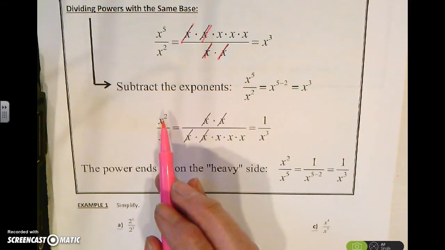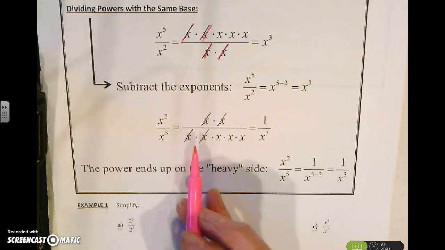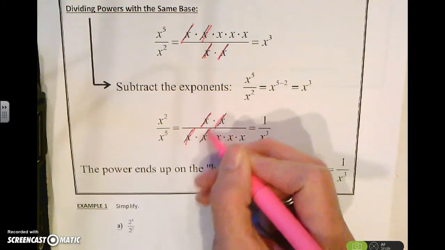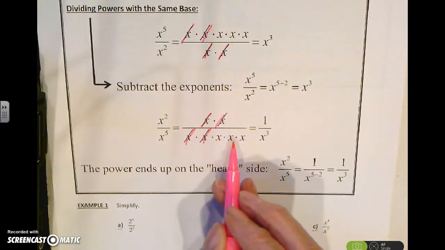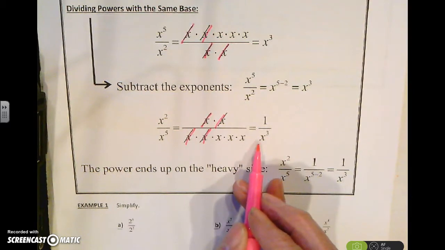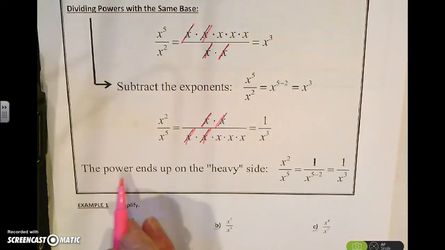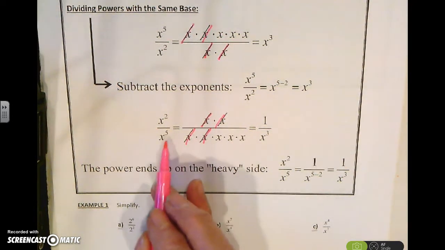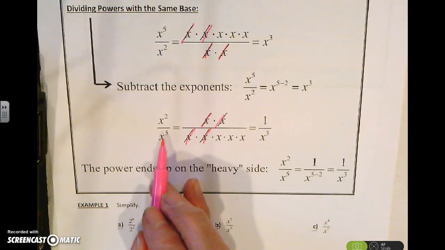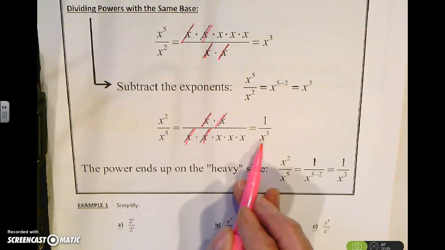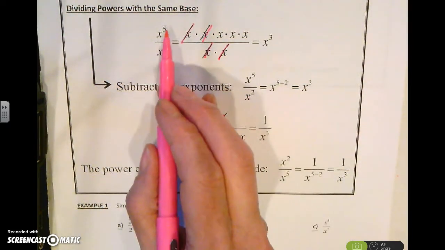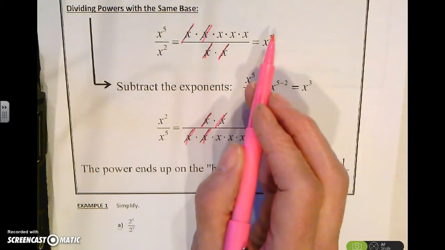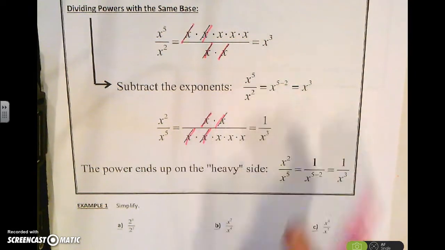If we have this situation where we have x to the second over x to the fifth, the same type of thing happens where we remove common ones, but this time we're left with x to the third power in the denominator. So we'll say that the power is going to end up on the heavy side. So x to the fifth is heavier than x to the second. So my x to the third ended up in the denominator, whereas here x to the fifth is heavier than x to the second, so my x to the third ends up in the numerator.